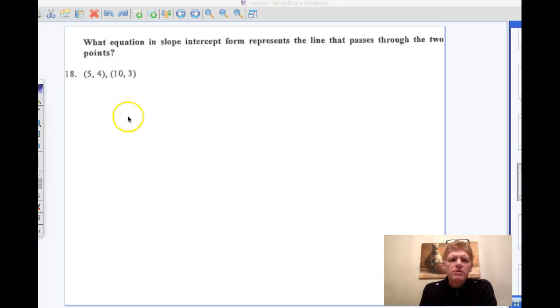All right, so we're going to find out what equation in slope-intercept form represents the line that passes through these 2 points. So remember that we have to have y equals mx plus b as our slope-intercept form. That means we'll have to find first our slope, then we'll have to find our y-intercept. To find slope, you'll remember the formula y2 minus y1 over x2 minus x1.